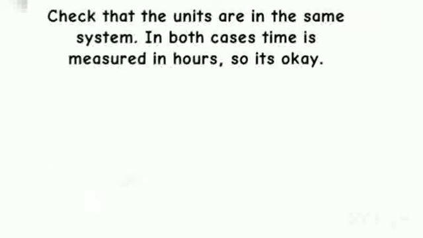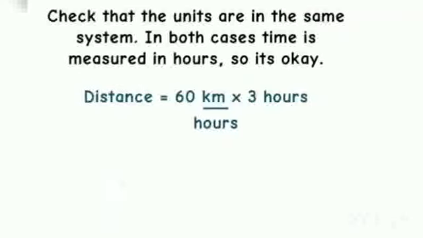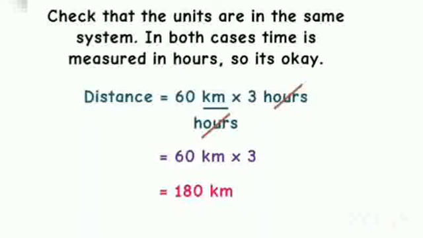Check that the units are in the same system. In both cases, time is measured in hour, so it is okay. Distance is equal to 60 km into 3 hours. So 60 km into 3 is equal to 180 km.